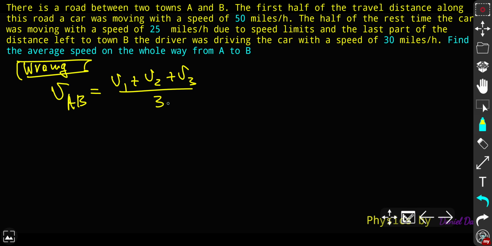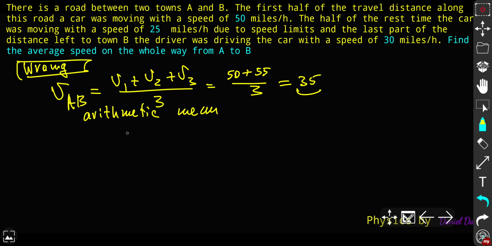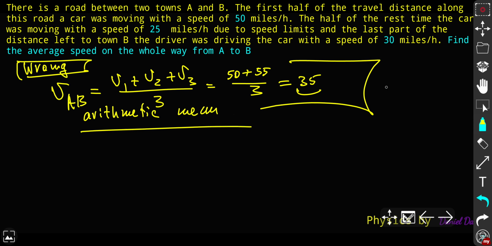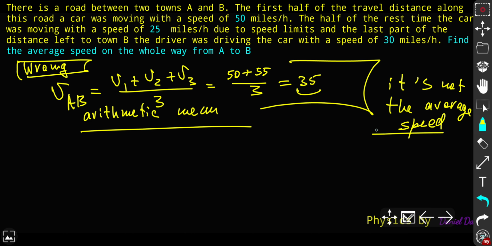So if you calculate that, you add 50 to 25 and 30 to 55 and divide by 3, you'll get 35. Okay, you see the difference. So this is using the arithmetic mean, and that means it's not correct. It's not the average speed as the true value. It's not the average speed. So make sure you understand, and that means this is the wrong way.